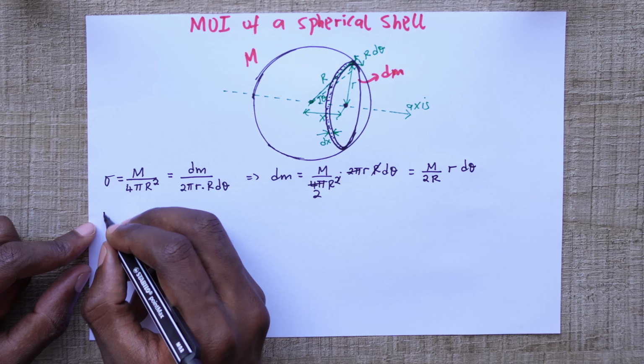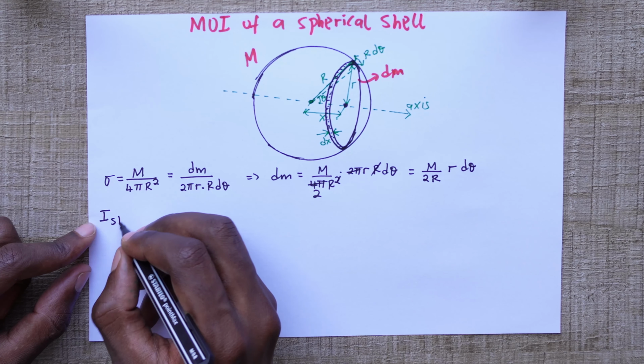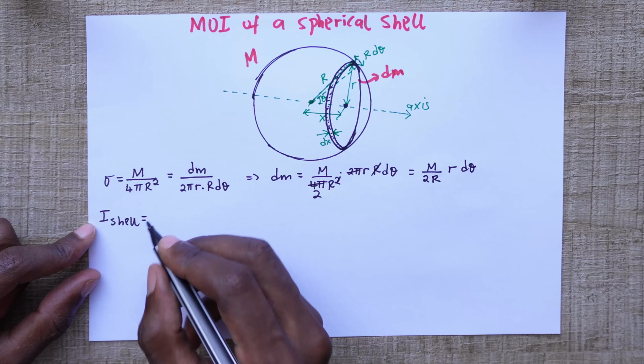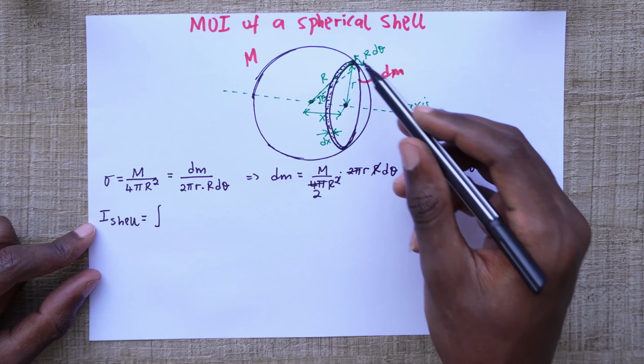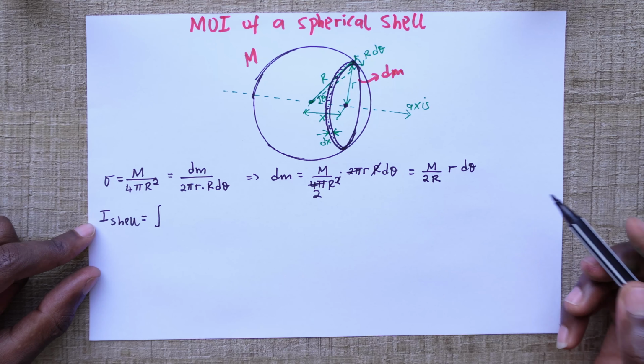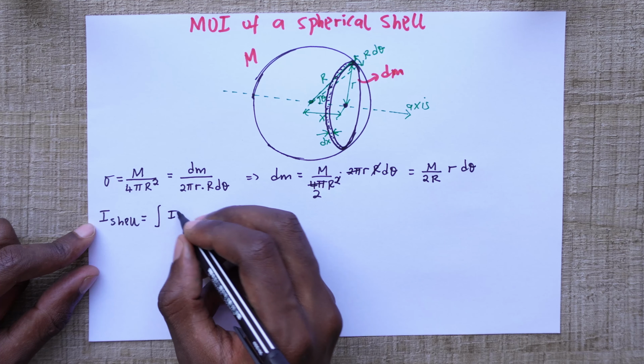Then if you want to calculate the moment of inertia of the shell, that's just going to be the integral of the moment of inertia of the ring. So let me say I of ring.